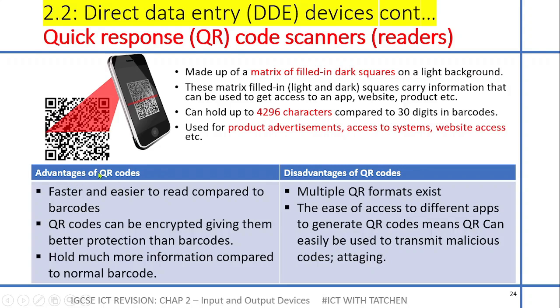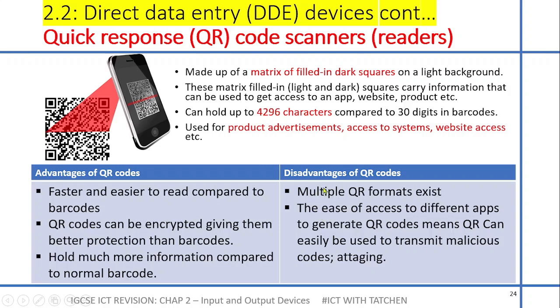Now, what are the main advantages of QR codes? They are faster and easier to read compared to barcodes. Yes, QR codes can be encrypted, giving them better protection than barcodes. Yes, they can hold much more information compared to normal barcodes, as I just said here.